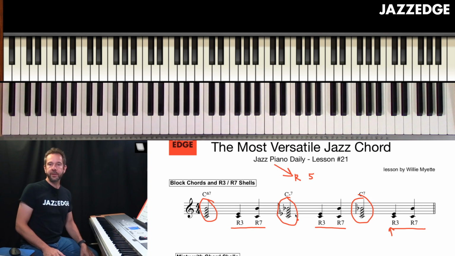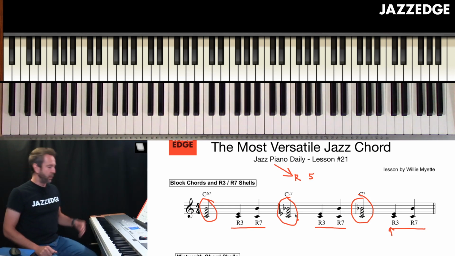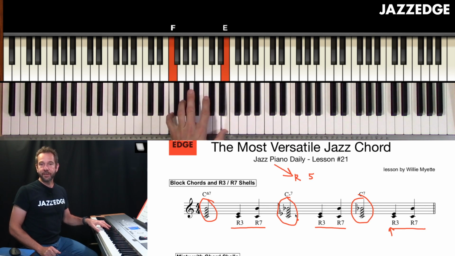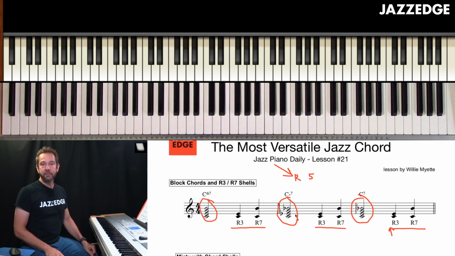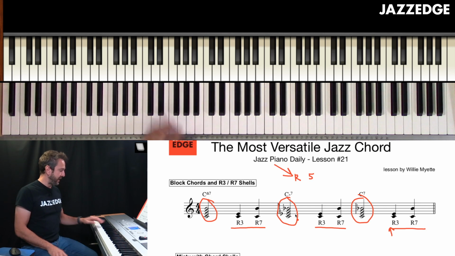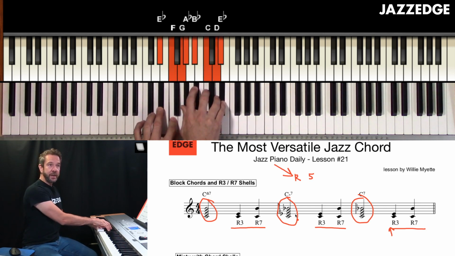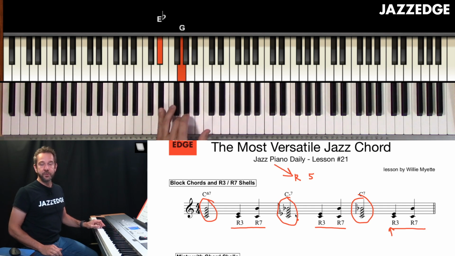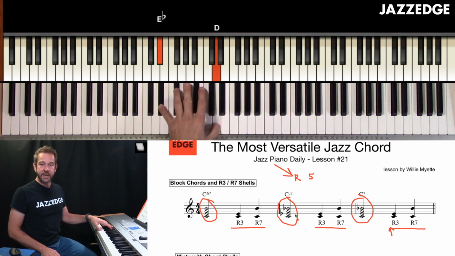Let's go through a couple of different chords. F major 7th. What are your two chord shells? Well, there's root 3, there's root 7. What about E flat major 7th? Remember, we start with our E flat major scale, we build our E flat major 7th chord, and there's my root and my 3rd, or my root and my 7th.